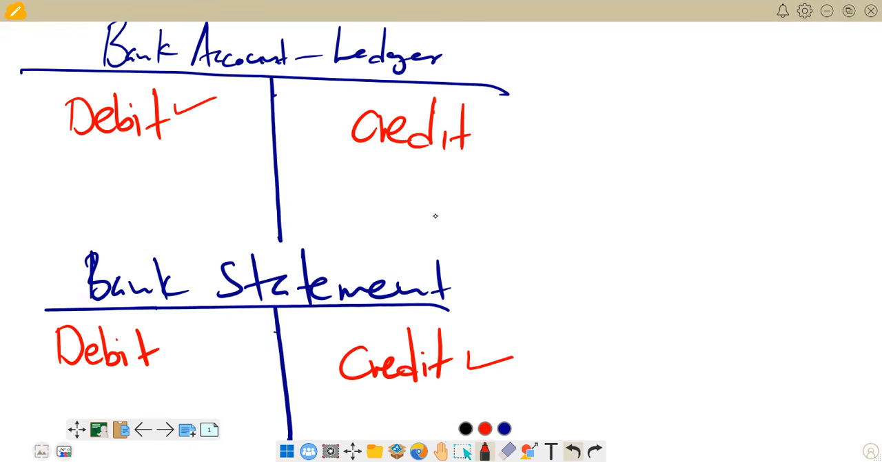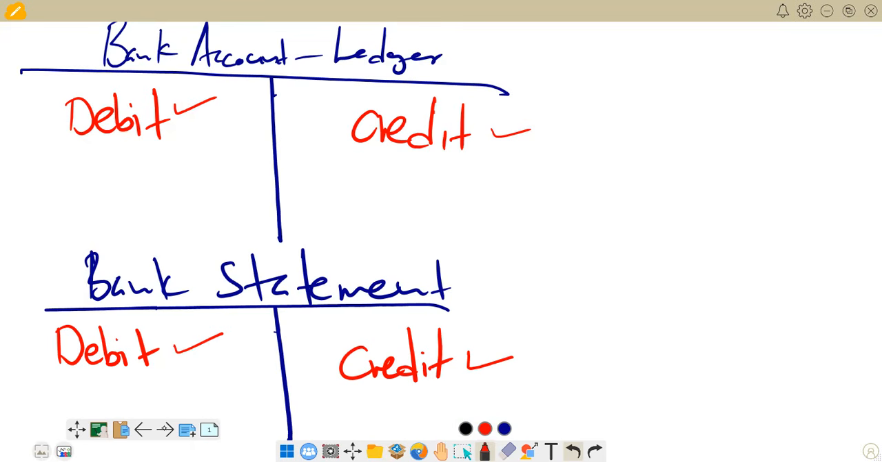Whenever we make a payment, we prepare a check for a payment, or we organize a standing order. We are supposed to credit that amount in the bank account in the ledger, to represent that money is going out of the business. But in the bank statement, that amount is going to be debited. So what is on the debit side of the bank statement should be on the credit side of the bank account. That's the scenario in terms of the bank account in the ledger and the bank statement.